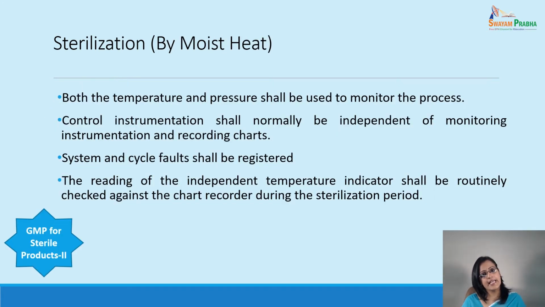Next is sterilization by moist heat. So what happens here? What we do actually, both temperature and the pressure shall be used to monitor the process. Controlled instrumentation shall normally be independent of monitoring instrumentation and recording charts. So the reading of the independent temperature indicator shall be routinely checked against the chart recorder during the sterilization period.